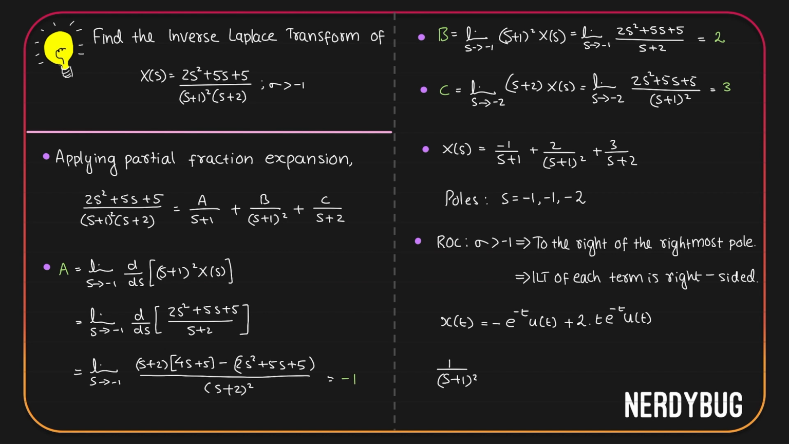For the next term, we have 3 times the inverse Laplace transform of 1/(s + 2), which, if it is right-sided, is e^(-2t) u(t). Together we can write it like this: x(t) is equal to [-e^(-t) + 2t e^(-t) + 3e^(-2t)] u(t).